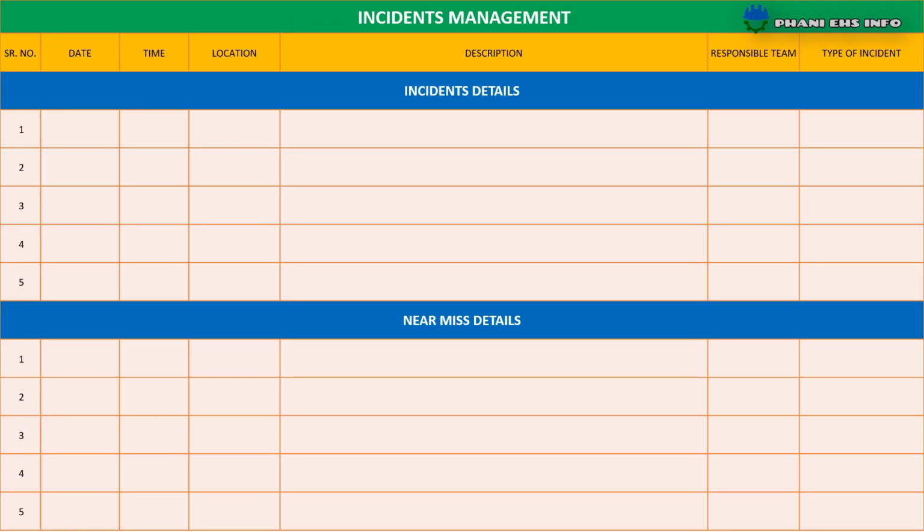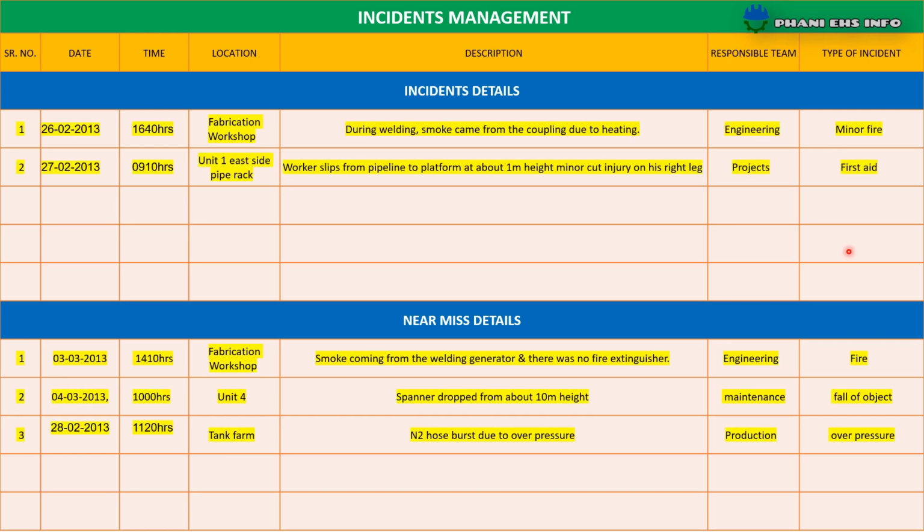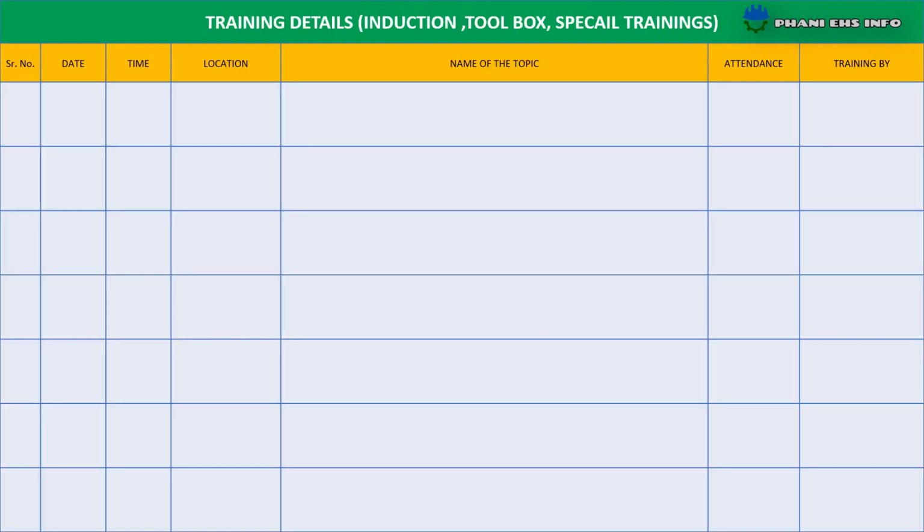Coming to the information regarding incidents, which includes the details of near misses and incidents that happened in the entire month, which includes date, time, location, and description. Here I mentioned a fabrication workshop. During welding, smoke came from a coupling due to heating. The incident is a minor fire. When coming to near misses, smoke was coming from the welding generator and there was no fire extinguisher. Like this we have to mention what incidents or near misses happened in the entire month.